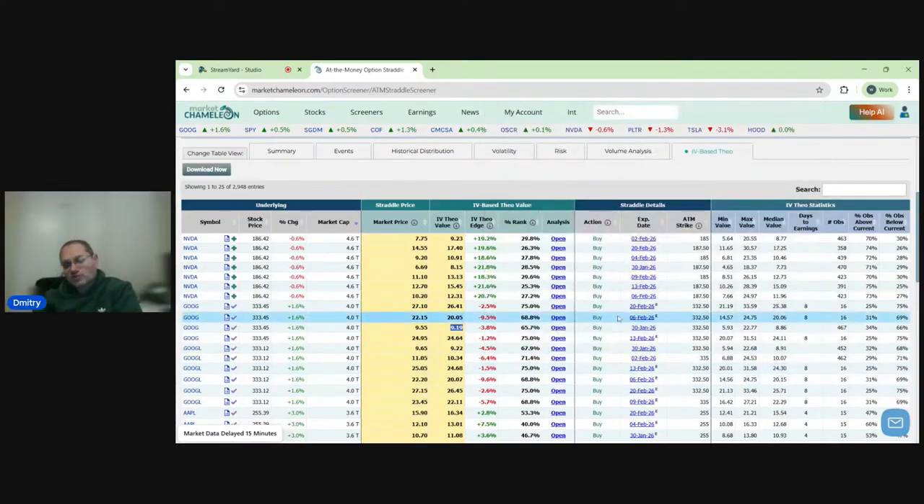And we could use filters to look for certain percentile ranks or IV or edge based on the average versus market price. And the screener would help us then do that quickly using those historical benchmarks.